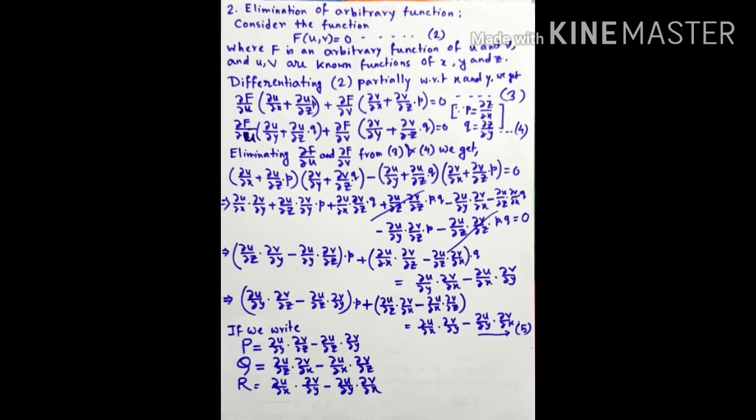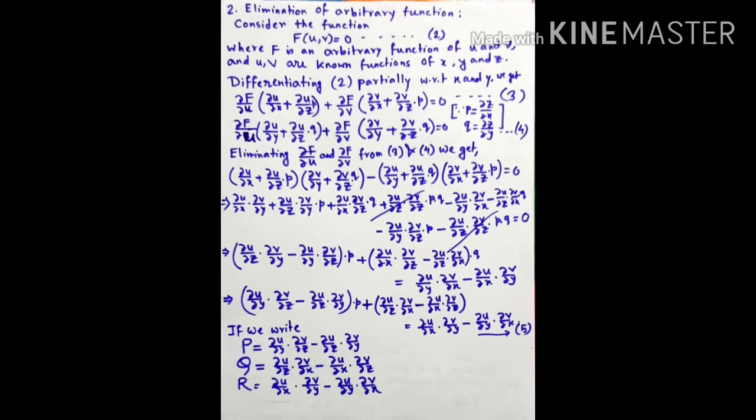Now differentiating equation 2 partially with respect to x and y, we get ∂F/∂u (∂u/∂x + ∂u/∂z · ∂z/∂x) + ∂F/∂v (∂v/∂x + ∂v/∂z · ∂z/∂x) = 0, where p = ∂z/∂x, and ∂F/∂u (∂u/∂y + ∂u/∂z · q) + ∂F/∂v (∂v/∂y + ∂v/∂z · ∂z/∂y) = 0, where q = ∂z/∂y.